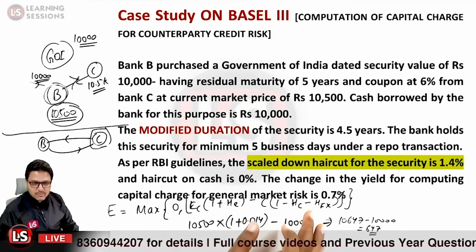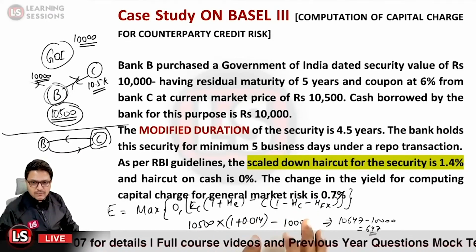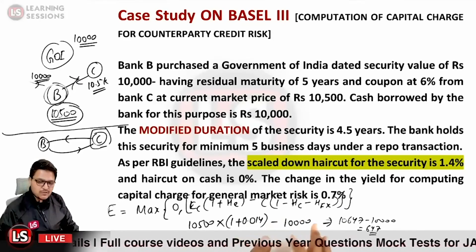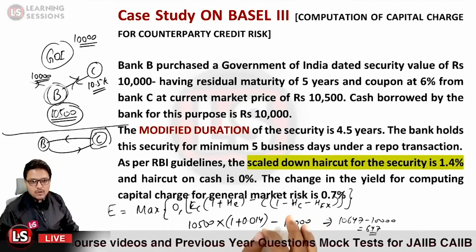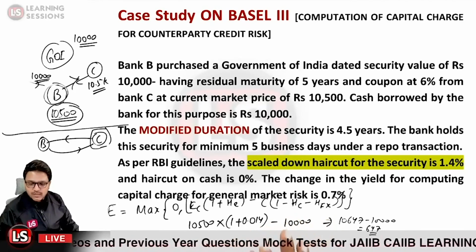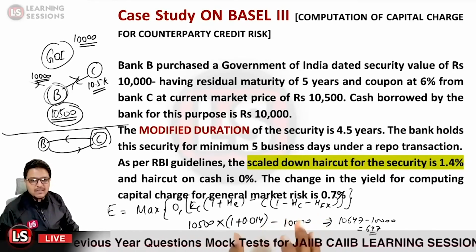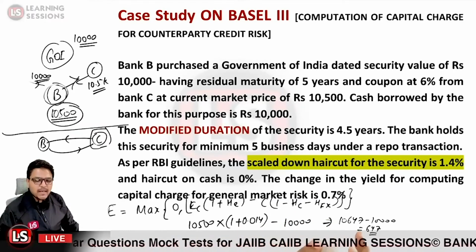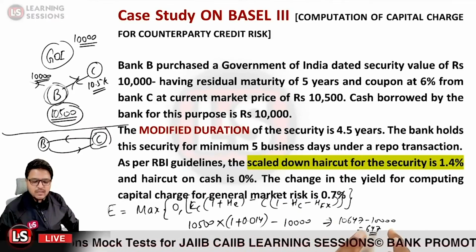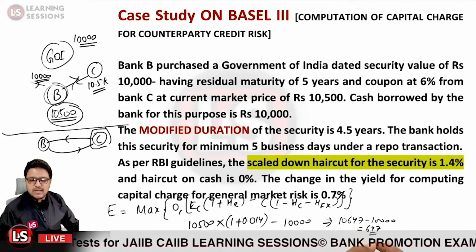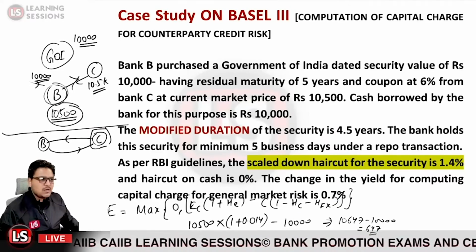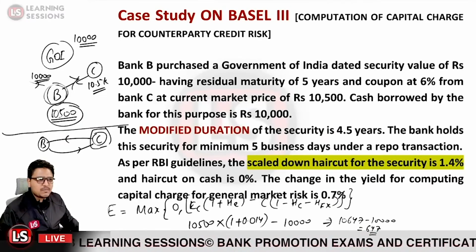So in the case of the cash, because on the basis of this particular security we are getting the cash value, and on cash no haircut is available. So our net exposure would be 10,647 minus the 10,000 rupees that was the cash available, and 647 is our net exposure in this particular case. Now let us have a look at the questions based upon this.